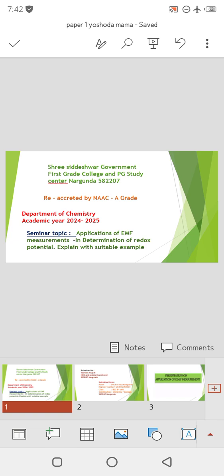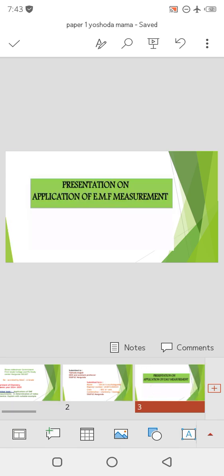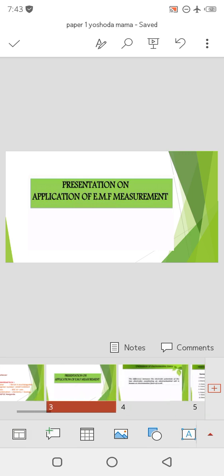My college is Sri Siddheshwara Government First Grade College PG Study Center, Nargund, and my seminar topic is applications of EMF measurements in determination of redox potential. Let's start the topic and presentation on applications of EMF measurements. So let's start.